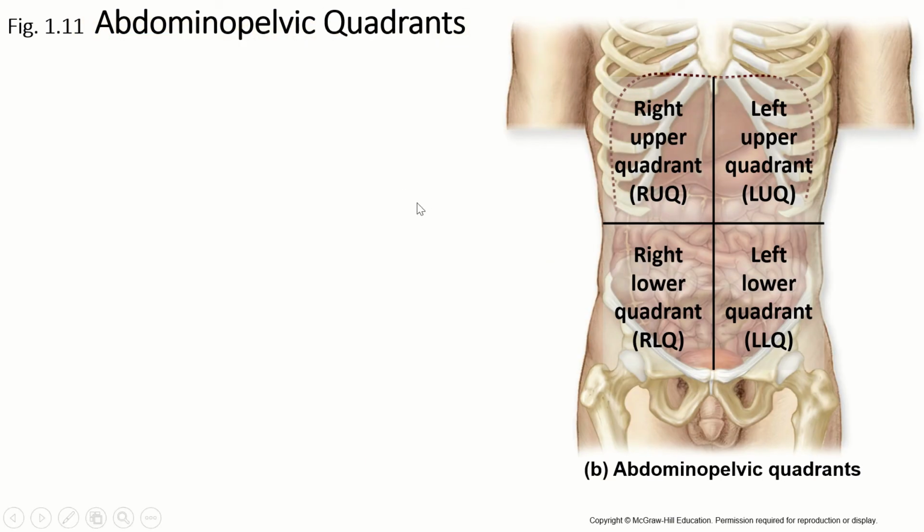Now, much easier than the regions are the quadrants. There are 4 of them because quadrant: right upper, left upper, right lower, and left lower. Isn't that great? I love the quadrants.